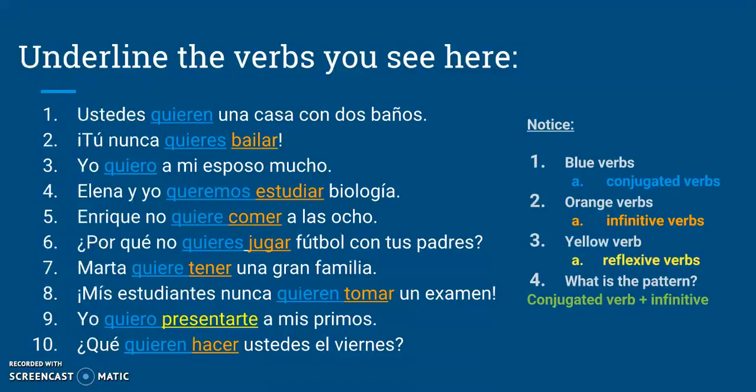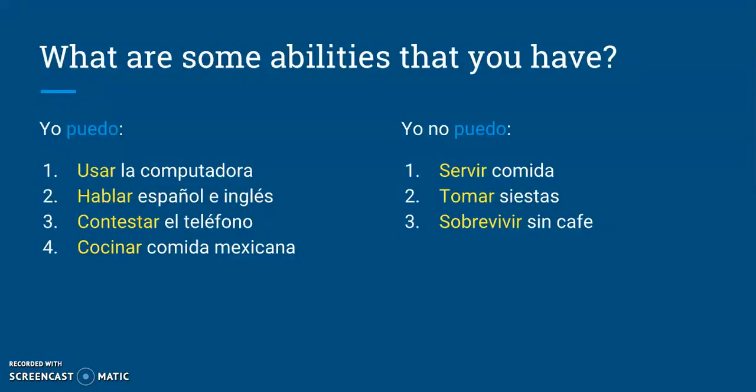And what is the pattern? The pattern here that you should have noticed is that it's probably a conjugated verb with an infinitive. And together these are going to create meaning. And this is what we're going to talk about today. Okay, so here's another example of how I'm using a conjugated verb and an infinitive to expand my vocabulary.